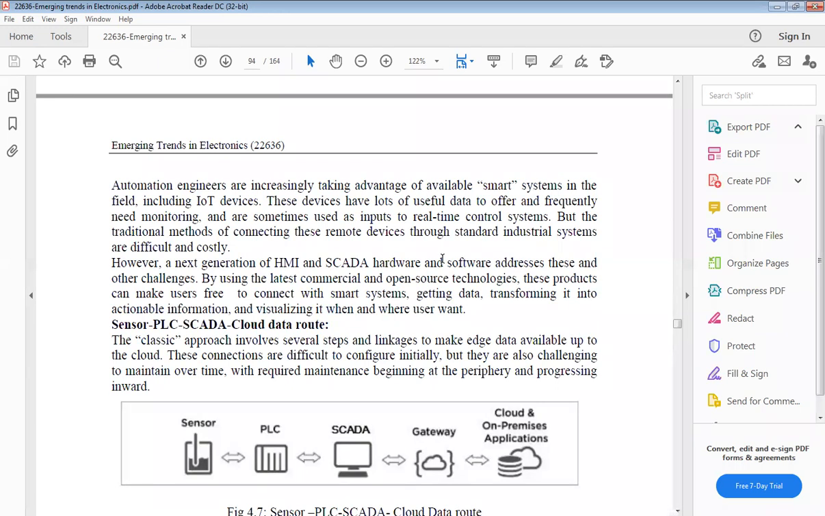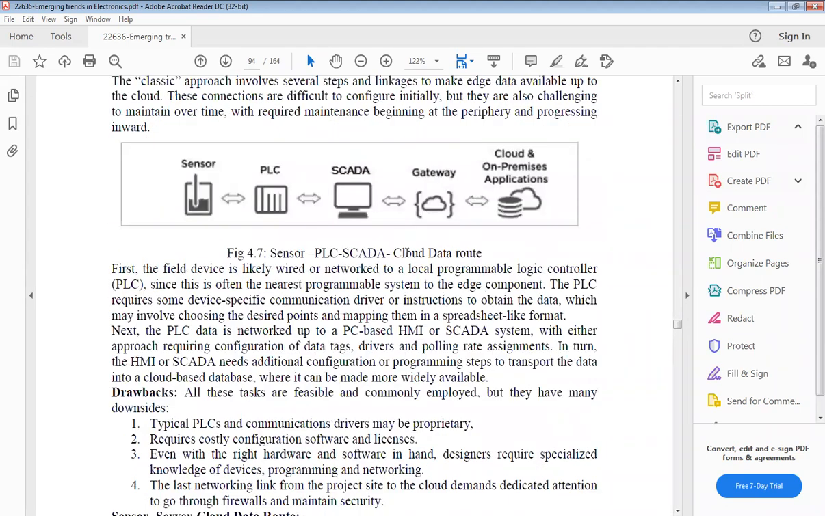So we'll see that. The classic approach involves several steps and linkages to make edge data available up to the cloud. These connections are difficult to configure initially, but they are also challenging to maintain over time, with required maintenance beginning at the periphery and processing inward. So in the PLC SCADA gateway, the first field device is likely wired and networked to a local programmable logic controller. Since this is often the nearest programmable system to the edge component, the PLC requires some device-specific communication driver or instruction to obtain the data, which may involve choosing the desired points and mapping them in a spreadsheet-like format.